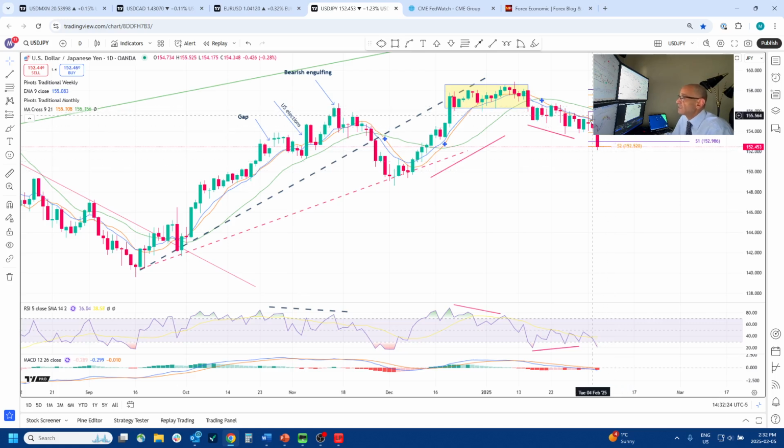It also broke below its monthly pivot of 155.93, as well as its weekly pivot of 155.05. Currently, price action is nearing a confluence of support represented by S1 or support level 1 monthly and S2 weekly based on the standard calculation.